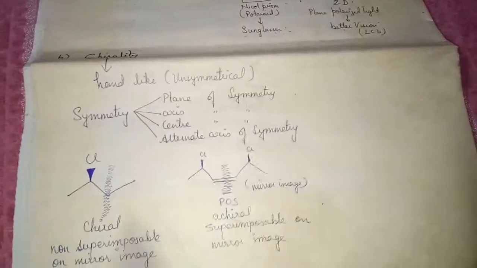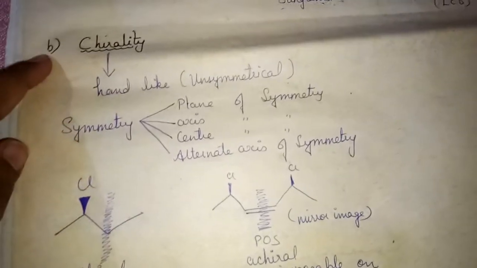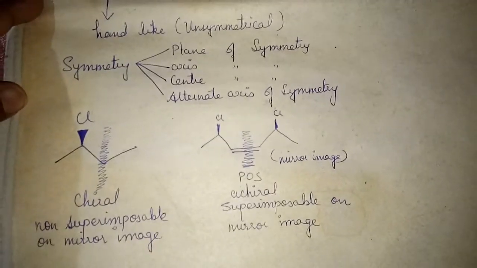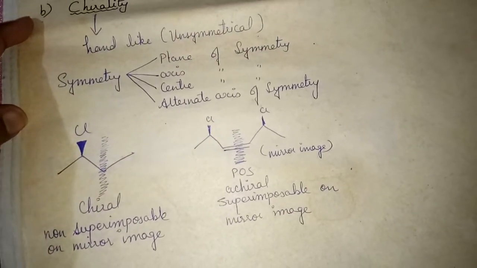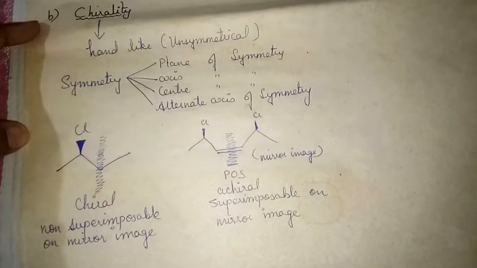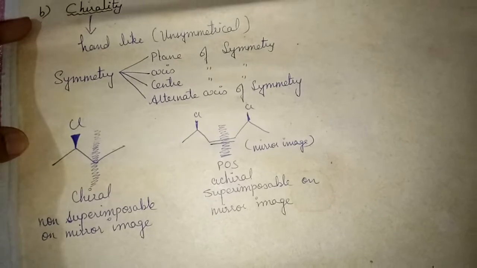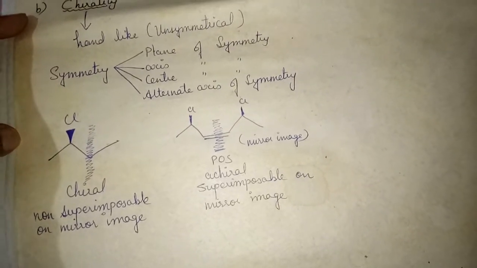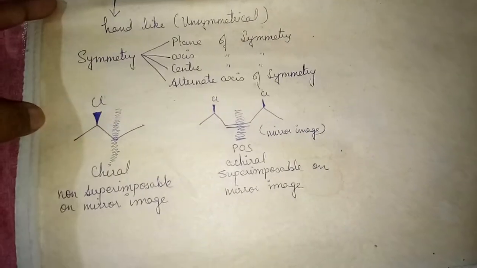Now, when we study symmetry, we have to study a few elements of symmetry. What are they? They are the plane of symmetry, axis of symmetry, center of symmetry, and alternate axis of symmetry. You need not study the alternate axis of symmetry. You only need to understand PAC, that is plane of symmetry, axis of symmetry, and center of symmetry.